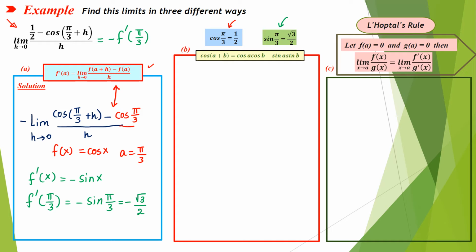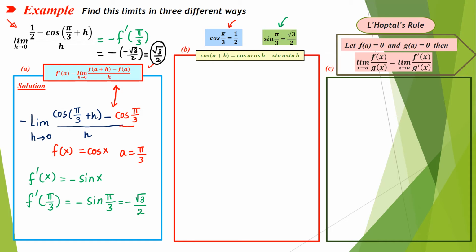So our limit will be negative f prime of pi over 3, so it will be minus negative square root of 3 over 2, and the answer will be square root of 3 divided by 2. This is the first method using the definition of the derivative.